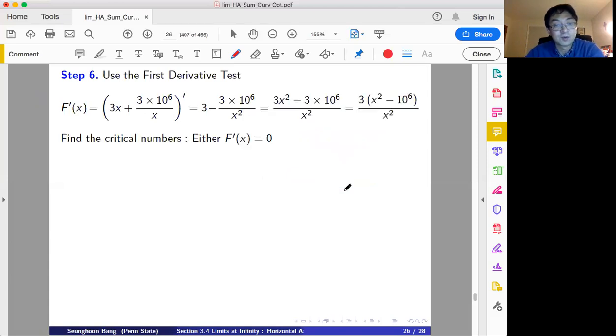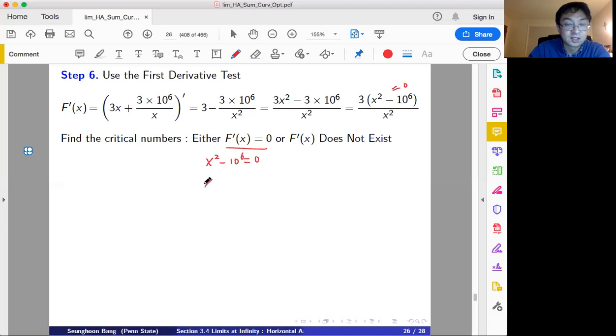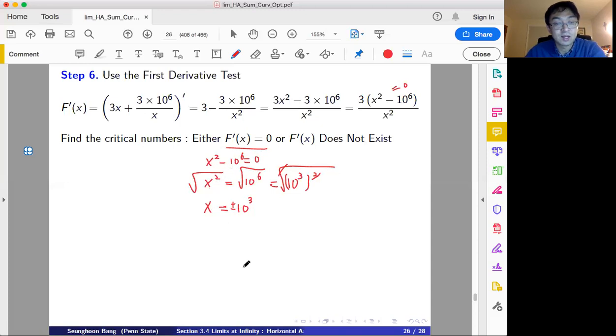Next, find the critical number. What's that? F prime of x equal to 0 or does not exist. F prime of x equals 0 only when the numerator equals 0. We have x squared minus 10 to the power 6 equals 0, so x squared equals 10 to the power 6. Take the square root. This one is 10 cubed, exactly 1000. It's an even power, so we have two numbers, plus and minus.